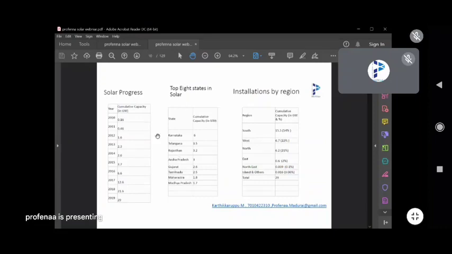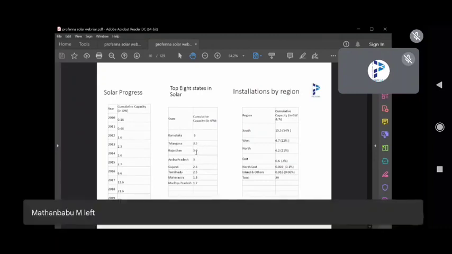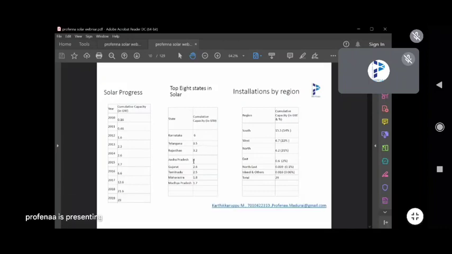Where are the areas that have adopted much more solar capacity? See, the top 8 states in solar include Karnataka, Telangana, Andhra and Tamil Nadu. These four, especially the southern states, have installed a lot because of the sun. Gujarat, Rajasthan and Maharashtra are also playing major roles. So these are the reasons you get the maximum job opportunities in the southern areas.